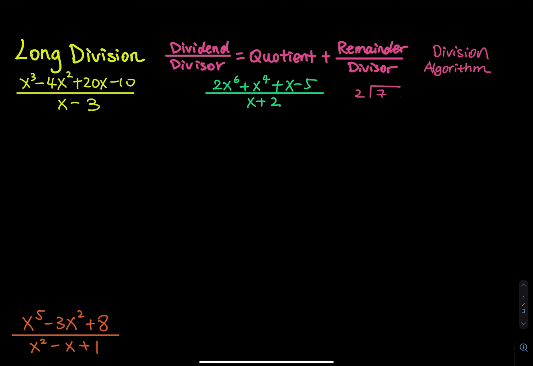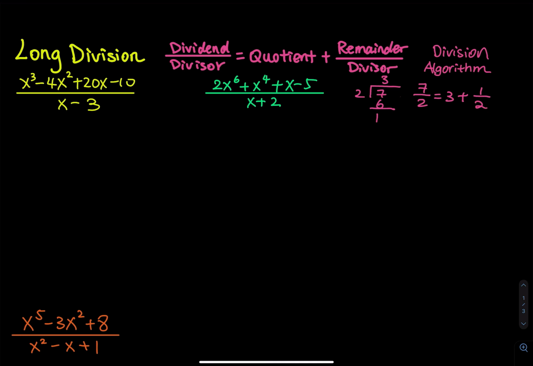So you use a 3. 3 times 2 is equal to 6, so the remainder is equal to 1. So how do you write that using the division algorithm? Here is how: you have the dividend divided by the divisor equals the quotient plus the remainder over the divisor.